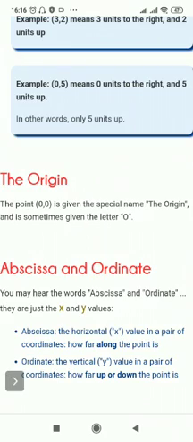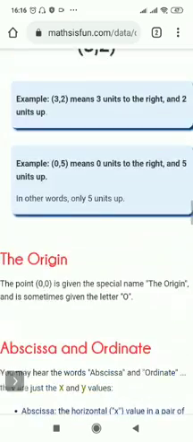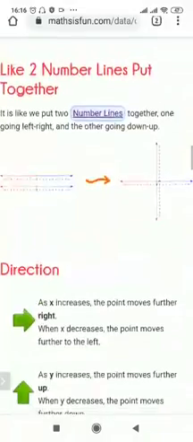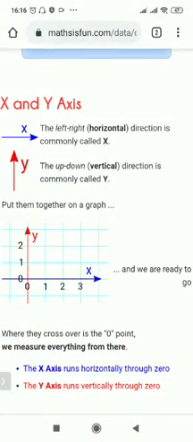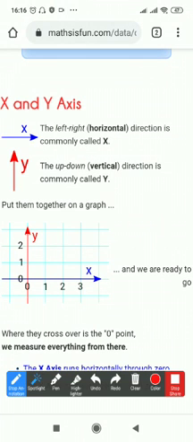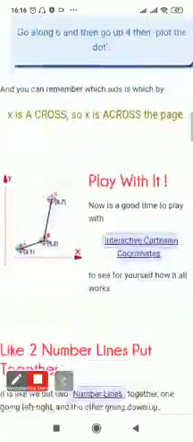The center point of this graph page, you can all see here, is known as the origin. The zero of the graph is called the origin. We always start counting the values from 0.